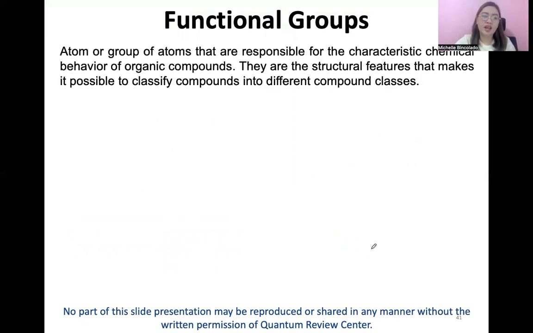So define muna guys natin. Functional groups could be an atom or group of atoms that are responsible for the characteristic chemical behavior of organic compounds. They are the structural features that make it possible to classify compounds into different compound classes. That's why kanina, di ba, meron tayong sinabi ko kanina na term na alkanes, alkenes, alkynes, alcohols. So those are compound classes.